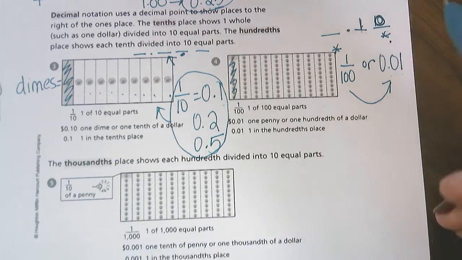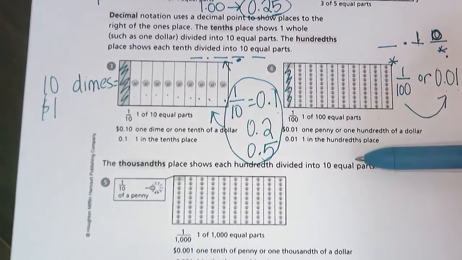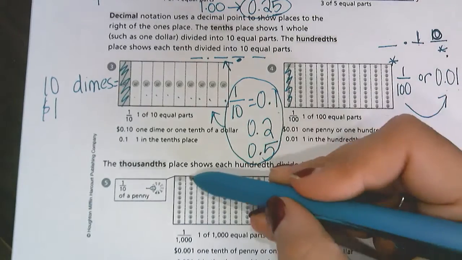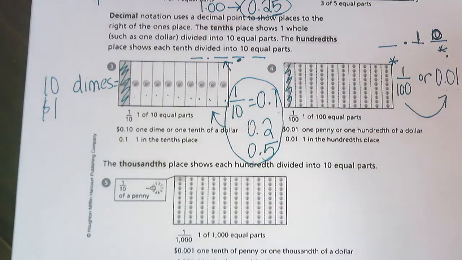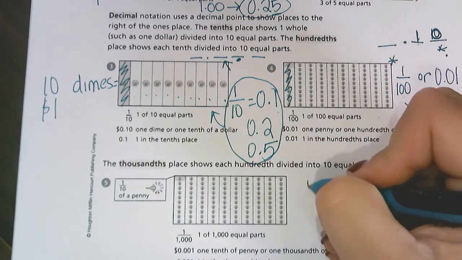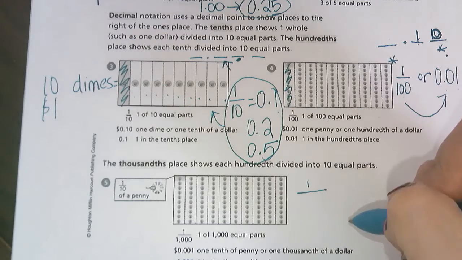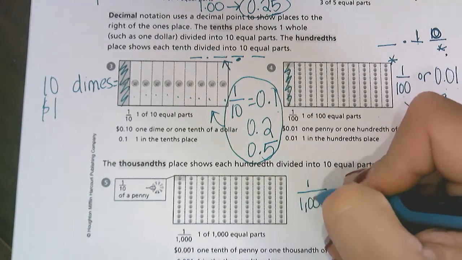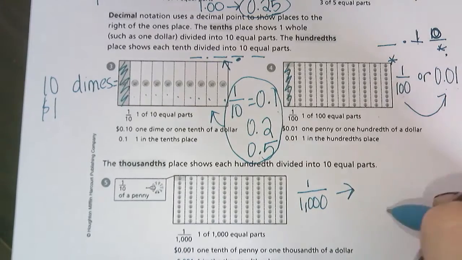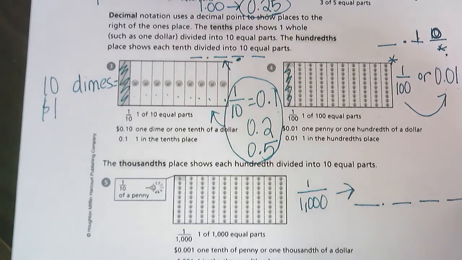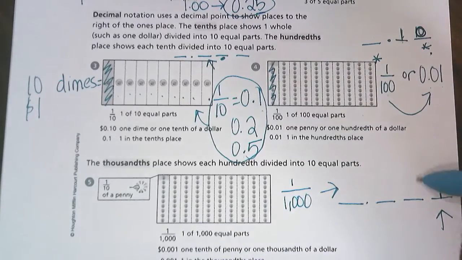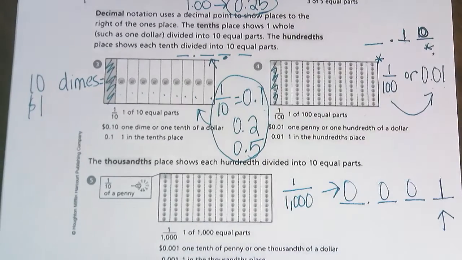And then the last thing that they wanted to talk about was the thousandths. We don't have a really great way to relate this to money, but it's like dividing each penny into 10. Thousandths would be if you had one part of 1 penny that was divided into 10, you'd put 1 over 1,000. And then using our place value positions, our thousandths are right here. So I would write 1 here and then zeros everywhere else.